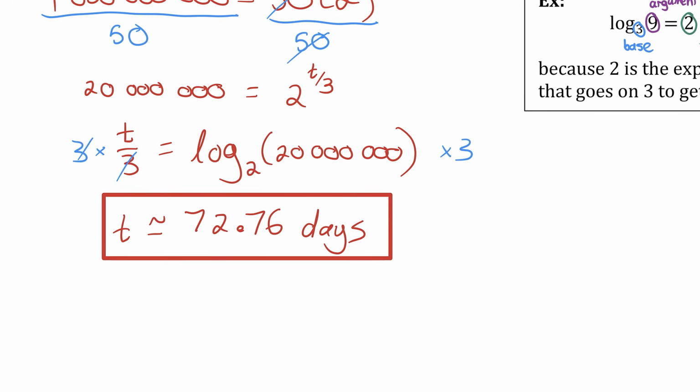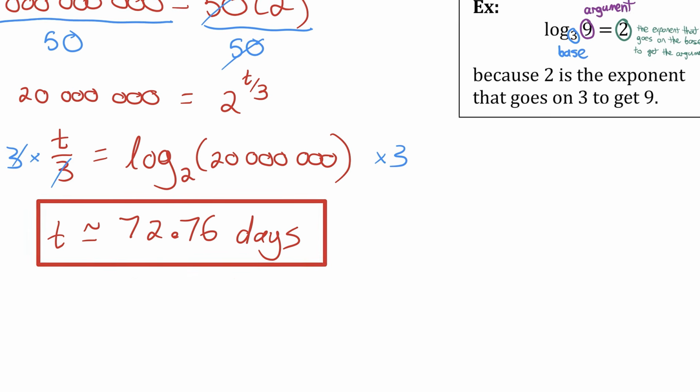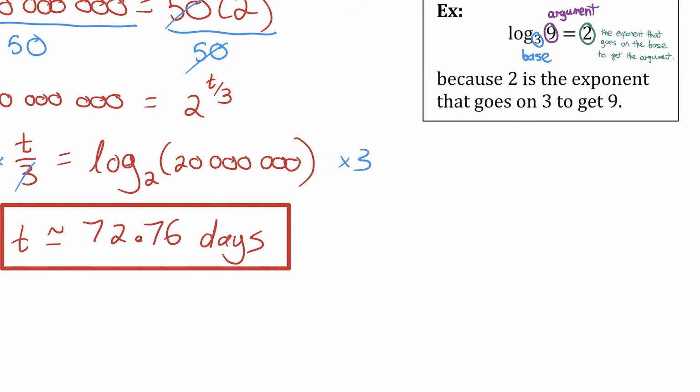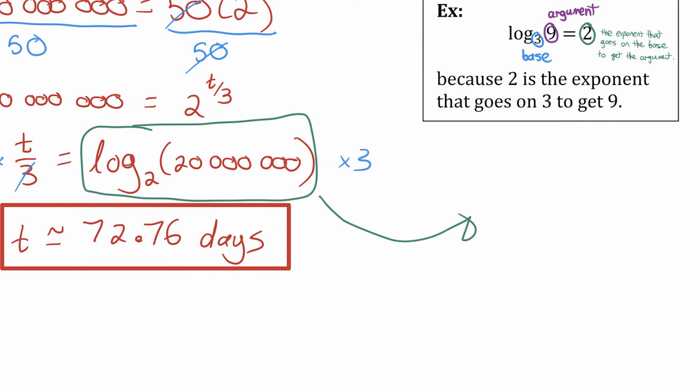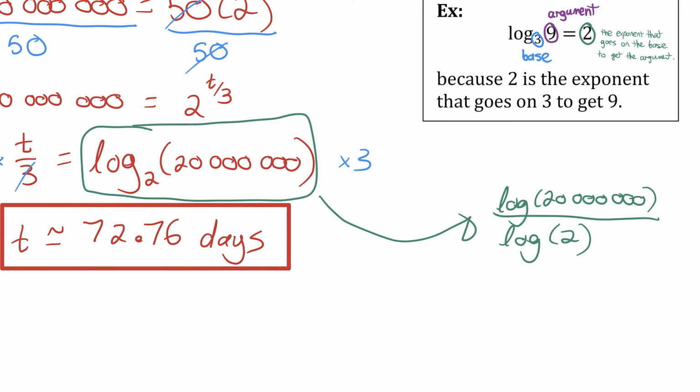I should also mention to you, not all calculators are able to rewrite the base of the logarithm to any number you want. A lot of calculators only have a common logarithm button, which is just base 10. When it's base 10, you don't see it. So another way we could evaluate this, if your calculator was unable to change the base, you could just rewrite this as log of 20 million divided by log of 2.